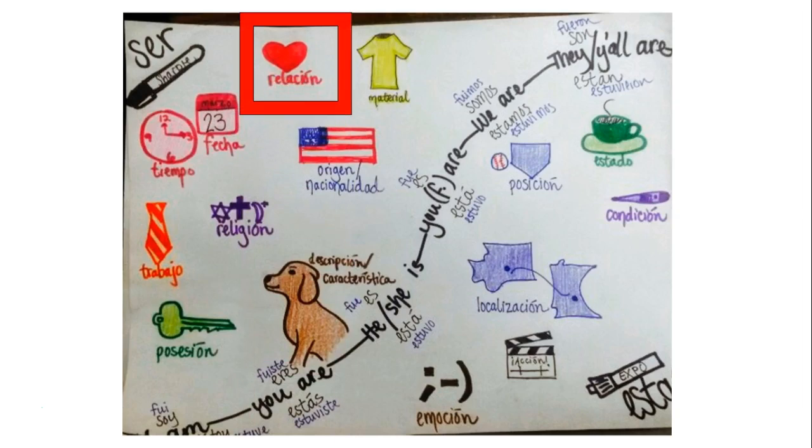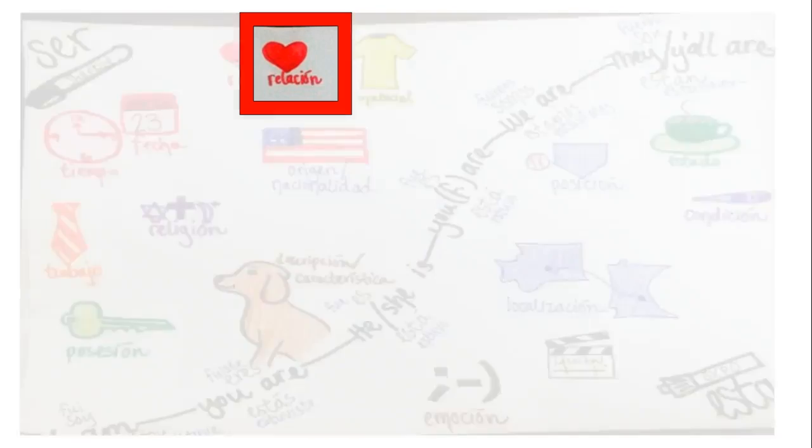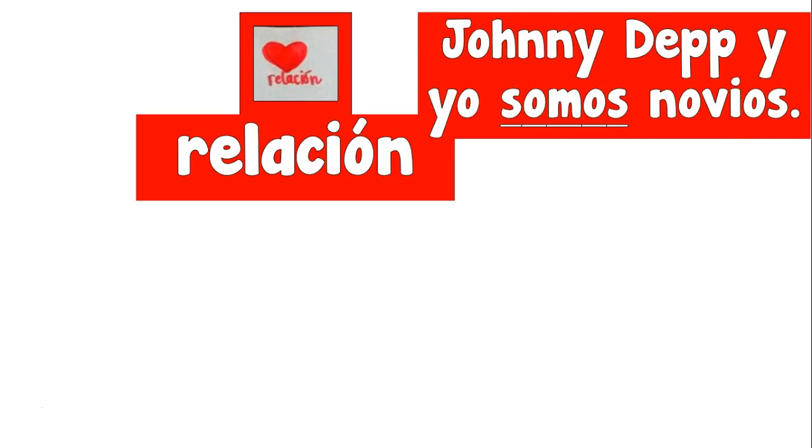One more, I believe, we have relationship. This one is pretty straightforward as well if we think about it again more from the Spanish perspective. For instance, maybe Johnny Depp and I are boyfriend-girlfriend. Johnny Depp y yo somos novios. Now, obviously, Johnny Depp could break up with me, but hopefully he doesn't think of me as a temporary girlfriend, and I don't think of him as a temporary boyfriend.